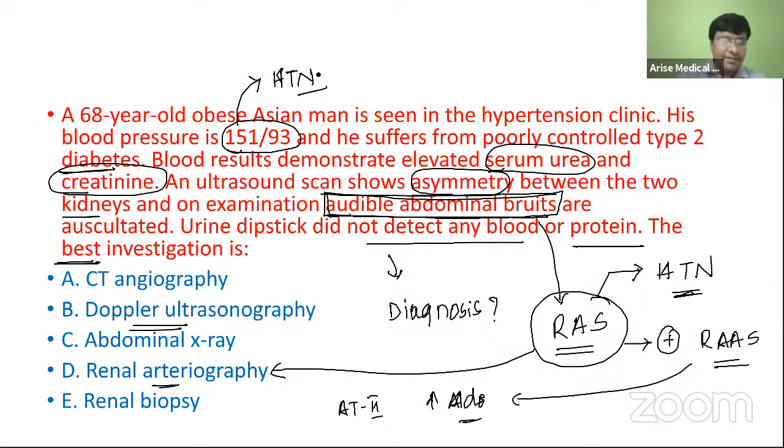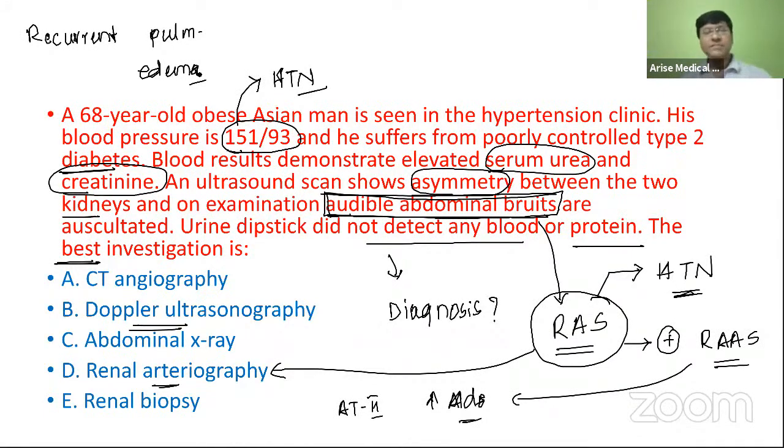So, what will be the treatment in these patients? The other point is, what will be the clinical presentation? Hypertension is there, but what else? Renal artery stenosis can present with recurrent pulmonary edema. Right? They will present with recurrent pulmonary edema. That is an important point that you need to remember.